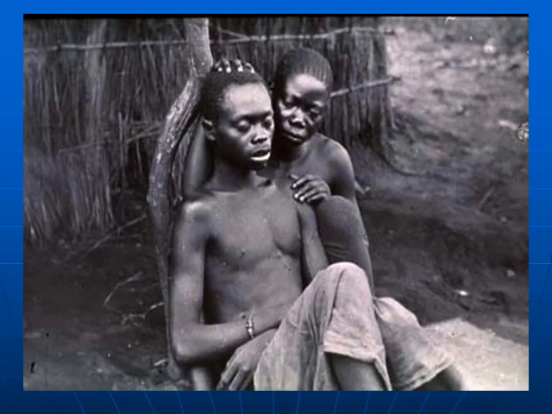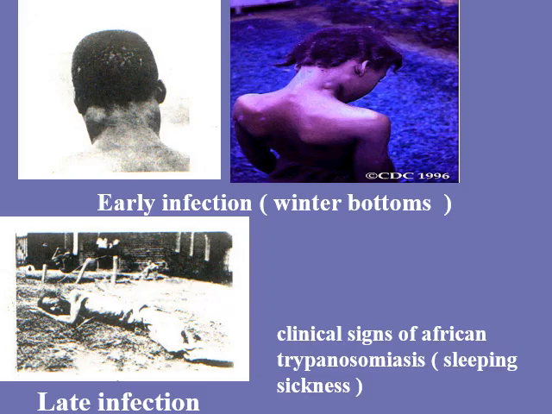Picture for early symptoms of Trypanosoma gambiense disease, which we call Winterbottom's sign. It is lymphadenitis occurring in the posterior cervical triangle. This picture is for late trypanosomiasis, sleeping sickness. The patient fell asleep while eating or standing, leading to coma. This is also a picture of symptoms for early infection, Winterbottom's sign, and for late infection, sleeping sickness.